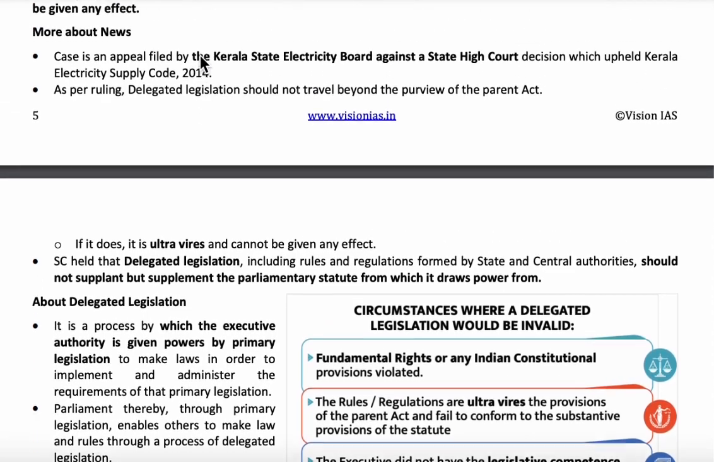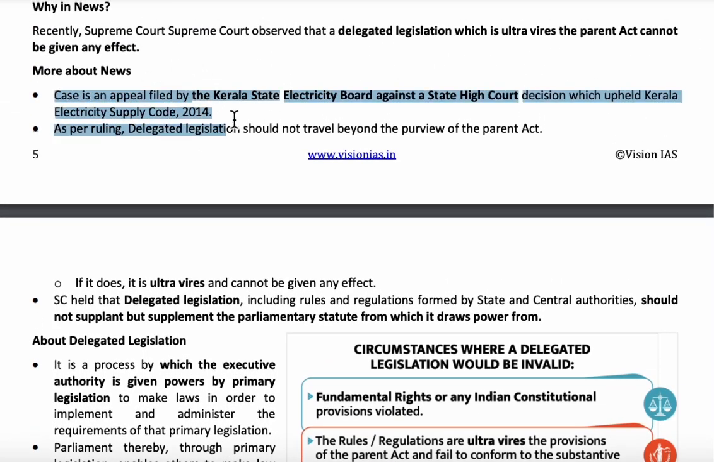So in Kerala state, in the case called Kerala State Electricity Board versus State of Kerala High Court case, the Supreme Court has stated that delegated legislation should not go beyond the powers of the parent act. If it has crossed or gone beyond its powers, then it can't have any effect.